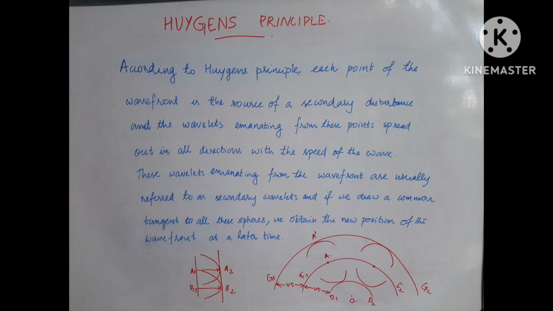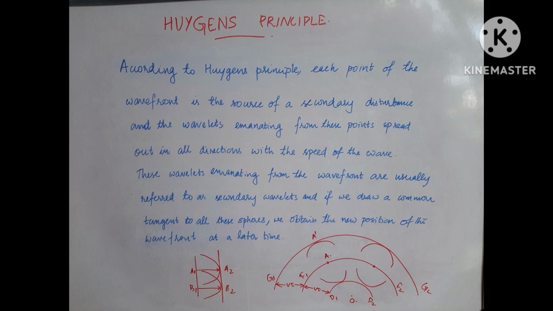So when we draw a tangent to all these spheres, we can say that that is another circle of radius vt extra from the origin. So if the distance is radius r, we can say that r plus vt is the new circle. So if you draw another circle, this circle will be the new wavefront. So this is the phenomenon.